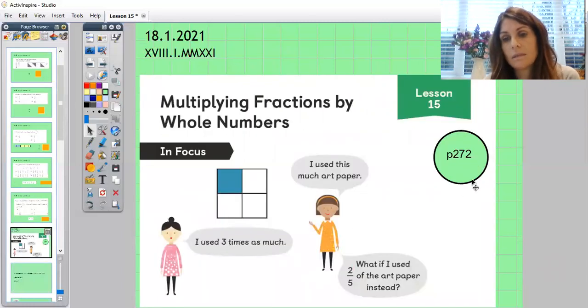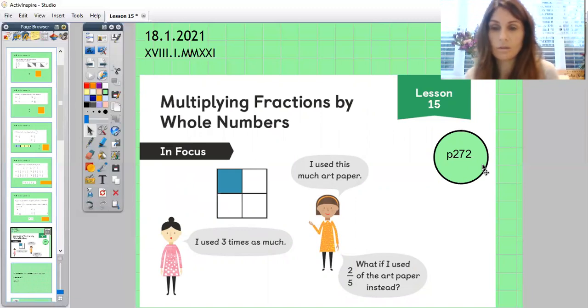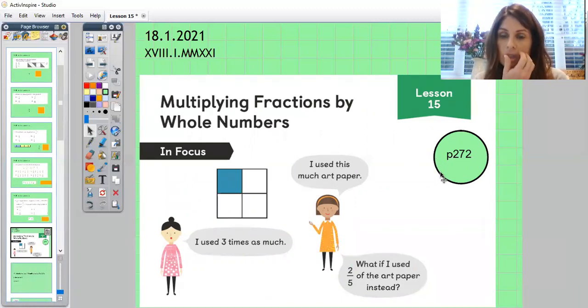So you need to look at page 272 of your textbook. As you know, we've already done some of the fractions unit, so unless there might be one or two of you who are off, leading up to Christmas, maybe self-isolating, you may not have done all of the lessons, but hopefully most of us should be moving on to lesson 15.